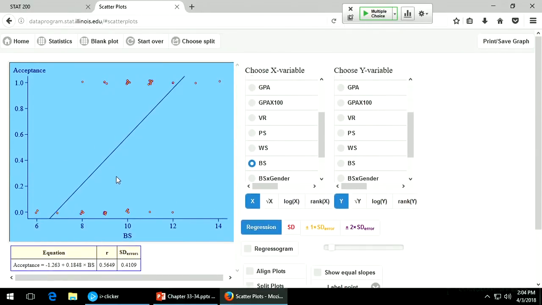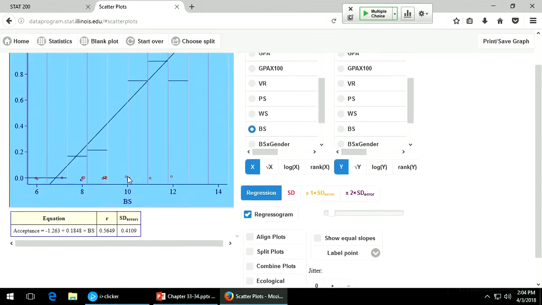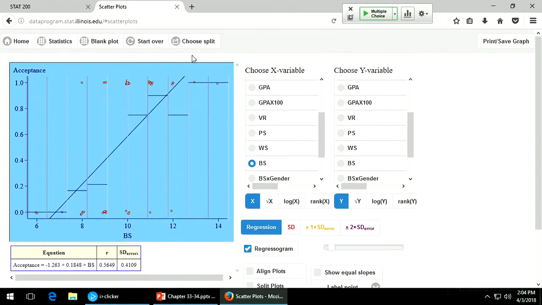first of all, how do we even fit this regression? One way you can think about how this line was fitted is if you look at this regressogram here, in any vertical strip, for example, here's a vertical strip, there are 4 people who got a 12 on their biological science test, and 1 didn't get accepted, and 3 did. So this little horizontal line is the average, 75% of the people got accepted.